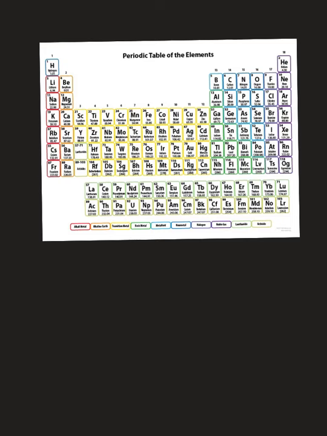Let's first say that really you want to focus on the first four periods of the periodic table. Periods are rows, so this is period 1. This is period 1 here. This is period 2 here, so it's rows. They go this way. This is period 3. This is period 4.